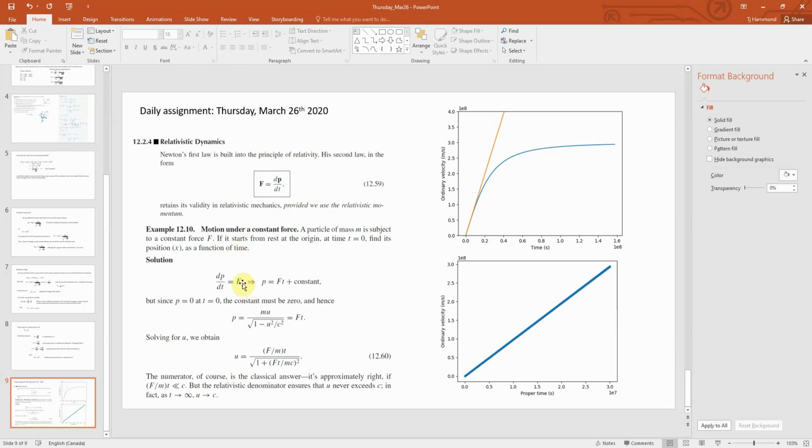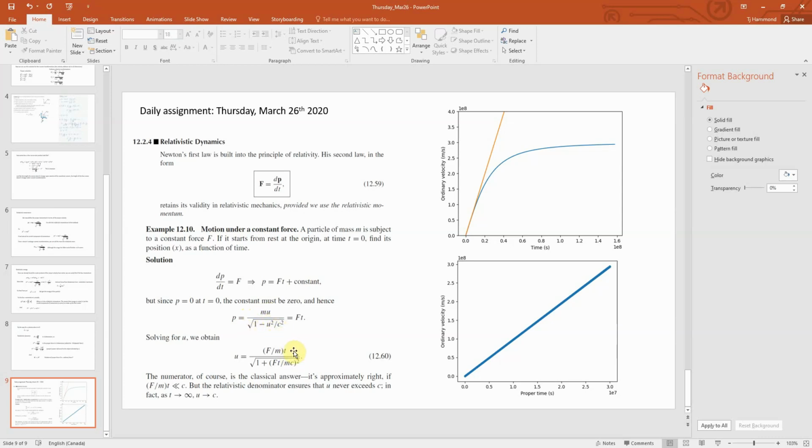So we're going to start at t equals 0, with no motion at t equals 0 to simplify the math. In this case, the momentum under constant force is going to be force times time plus some constant. Of course, this constant is going to be 0 at t equals 0. So using the equations from the previous tutorial, the momentum is going to be force times time, but that's going to be mu over the square root of 1 minus u squared over c squared.